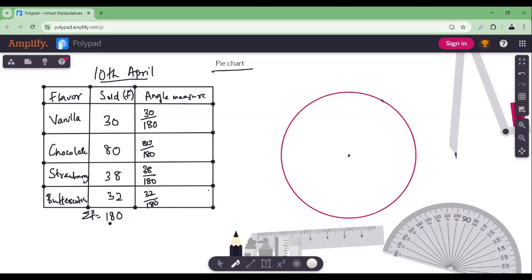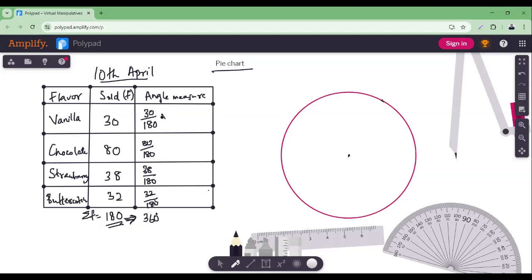Now, this 180 is going to correspond to 360 degrees of the circle. That means the entire angle measure of the circle is 360 degrees. So this total number of ice cream cones is going to correspond to 360 degrees. If all the ice cream cones are going to be represented by 360 degrees, then for this fraction of vanilla, what is the angle measure that it's going to represent?